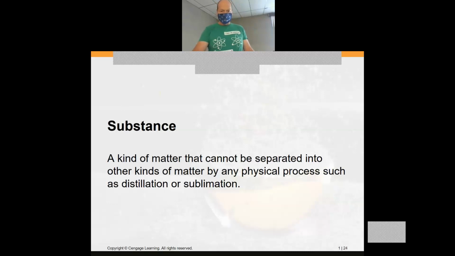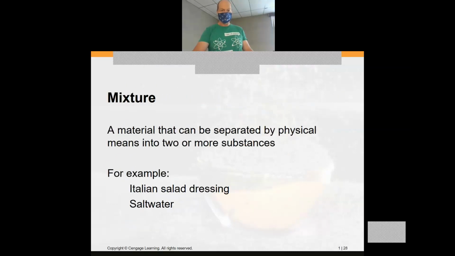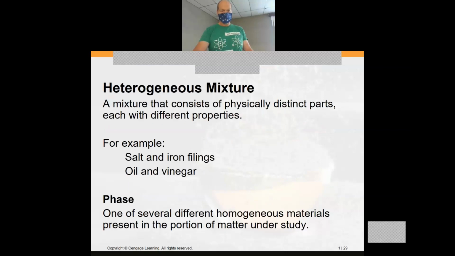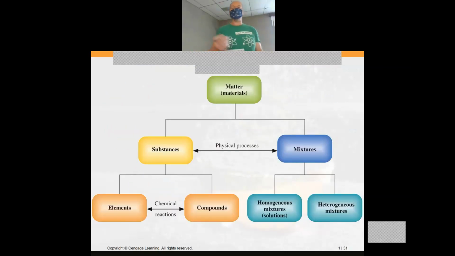All right, substance. You have your flow chart here. So be familiar with this flow chart. Matter is at the top. You have substances and mixtures. So a substance is your elements and compounds. So when you're writing reactions, you write reactions with substances, they're elements and compounds, and then they form other elements and/or compounds.